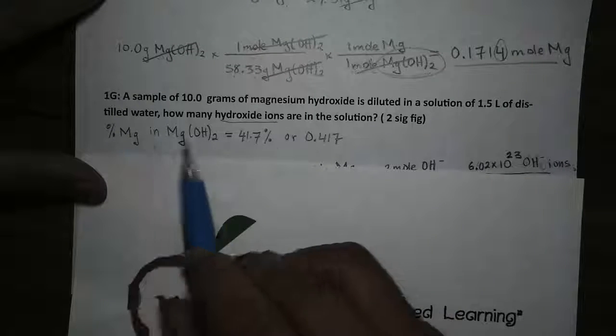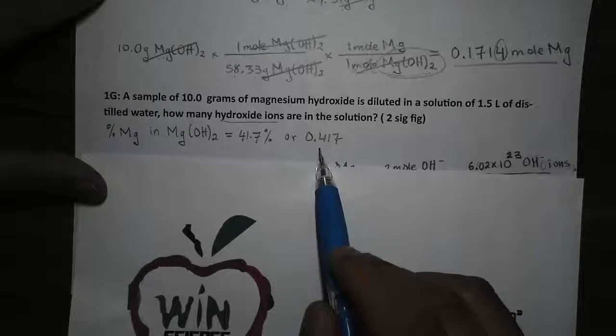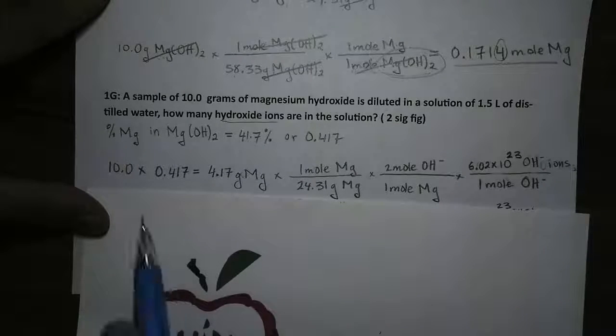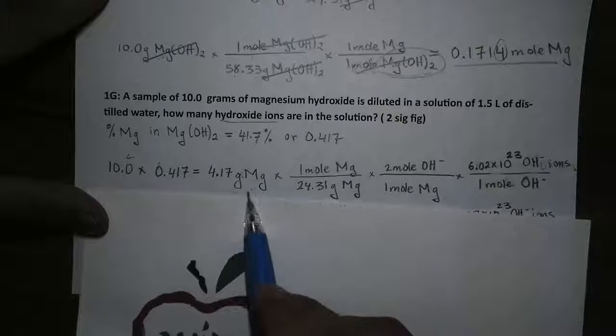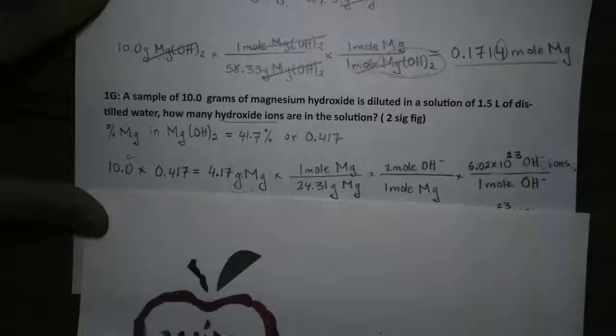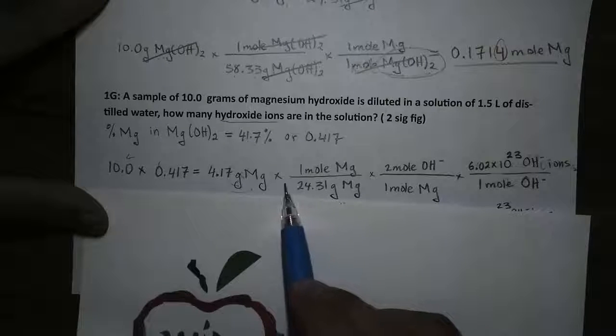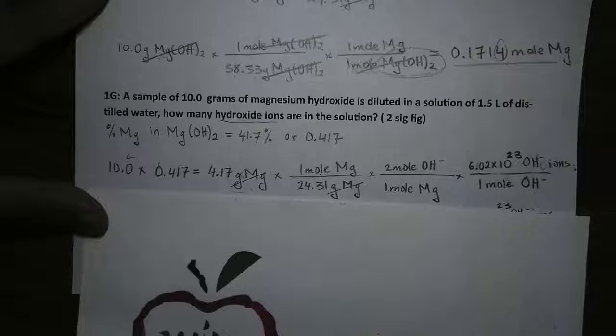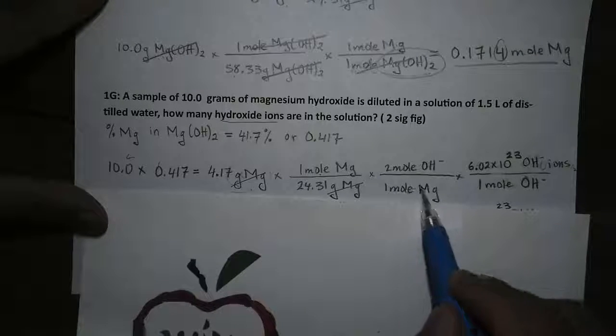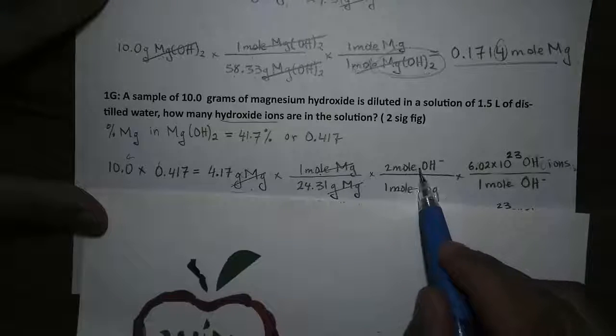Again, the percentage of magnesium is 41.7% or 0.417, and we take that times the entire sample, which is 10 grams, giving us our mass of magnesium. Again, we are looking for ions, so we have to convert our mass all the way to representative particles, which include the ions in it. So grams times the molar mass, where the mass cancels out to give us moles of magnesium hydroxide. And again, if you are struggling with this, go back to the video on solving problems with stoichiometry. Okay, and the moles of magnesium cancel out, giving us moles of hydroxide.